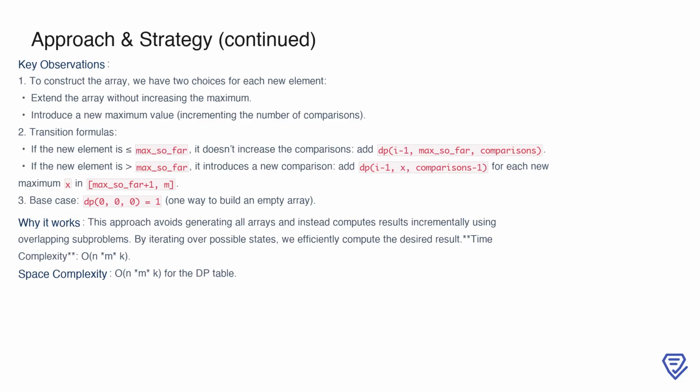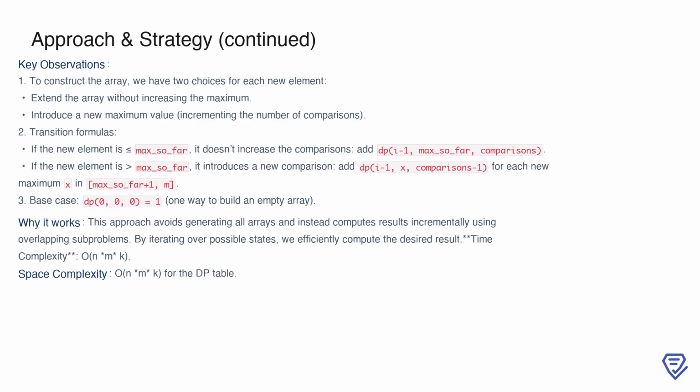This contribution is captured as dp[i-1][max_so_far][comparisons]. On the other hand, if the new element exceeds the current maximum, it introduces a new comparison. In this case, we sum over all possibilities of the new maximum x from max_so_far + 1 to m, and add the contribution dp[i-1][x][comparisons-1] for each valid x. The base case is simple. There's exactly one way to build an empty array, so dp[0][0][0] equals 1.